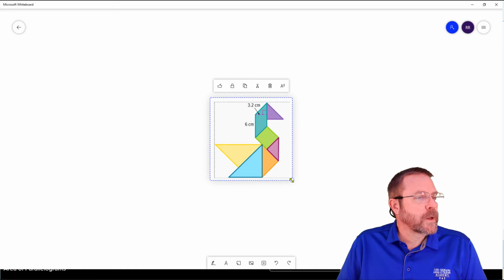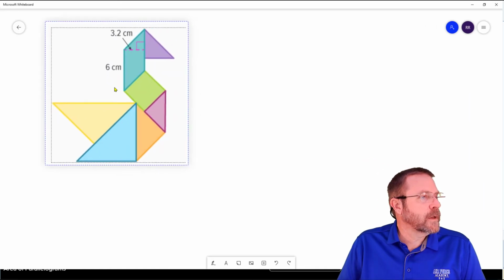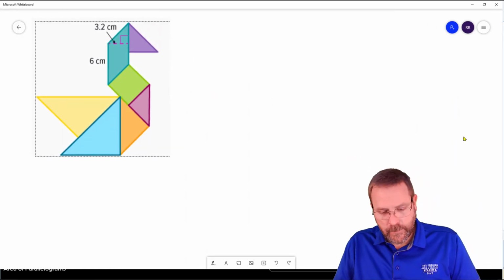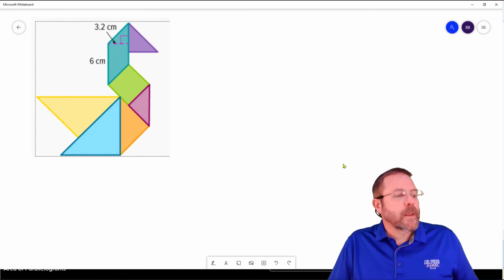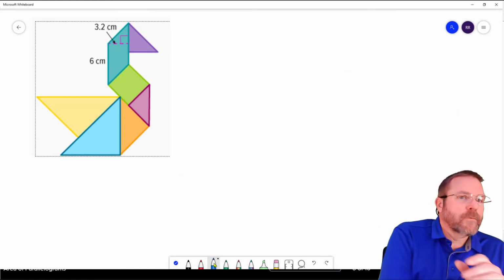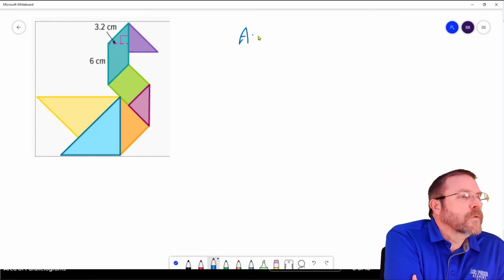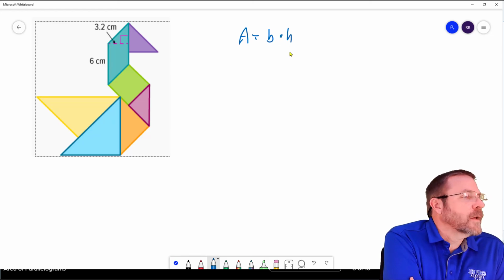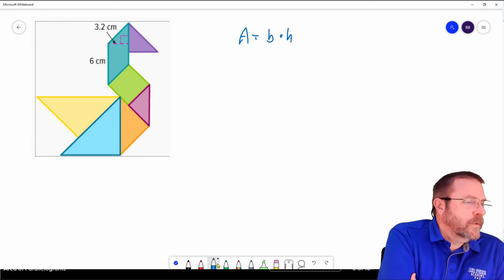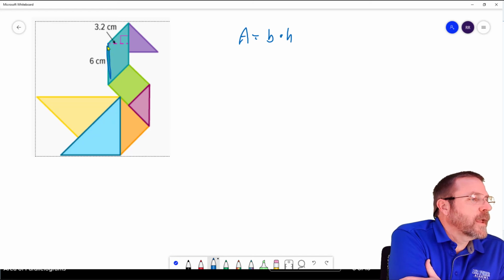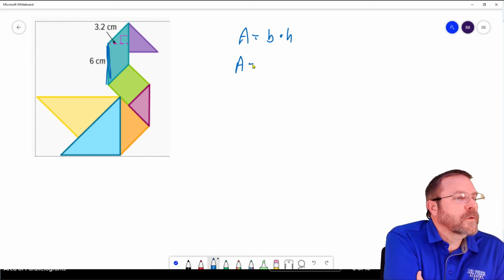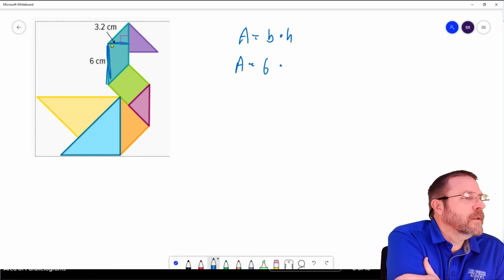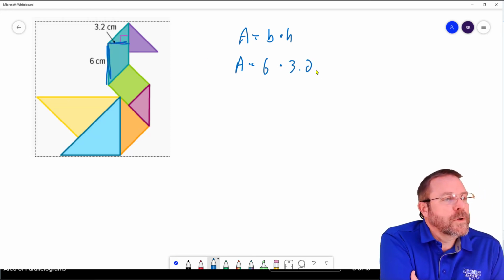So we're going to break it out. I do believe that's a tangram they used to make that goose with. We're going to break it out, and we're going to start off by writing our formula. Formula is area is equal to base times height, where on this one, the base is actually going to be the 6. Area is going to be 6 times, and the height is going to be your 3.2.